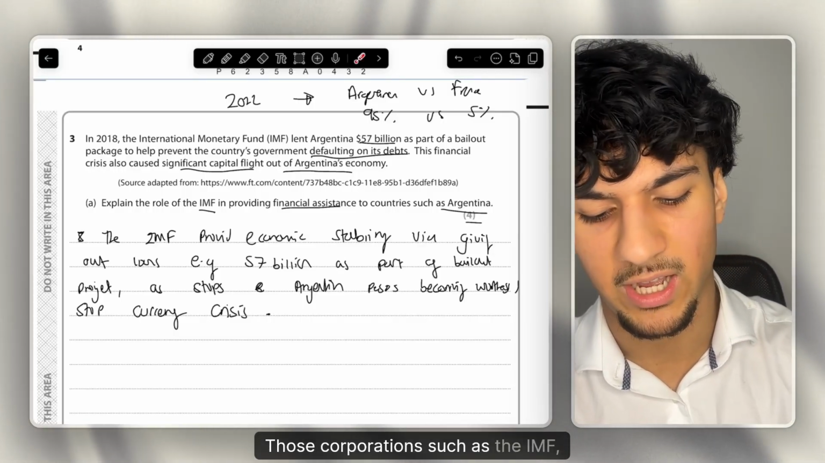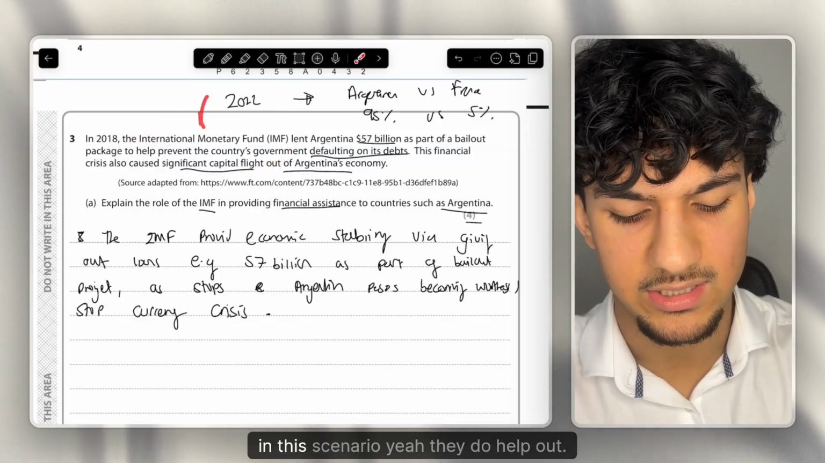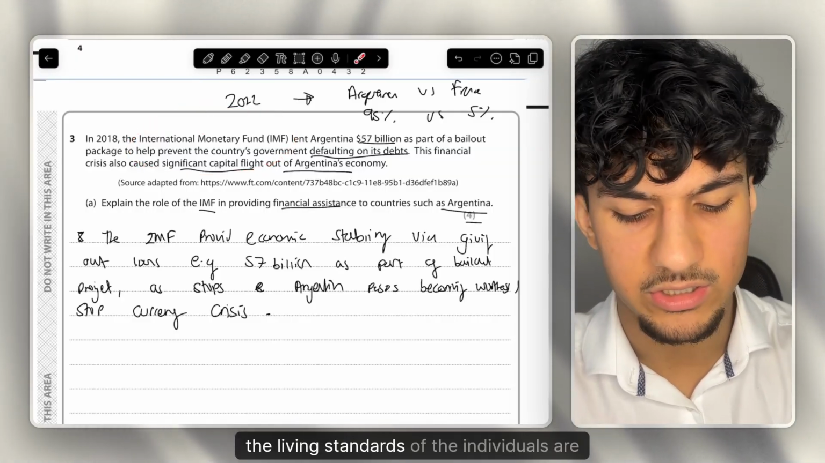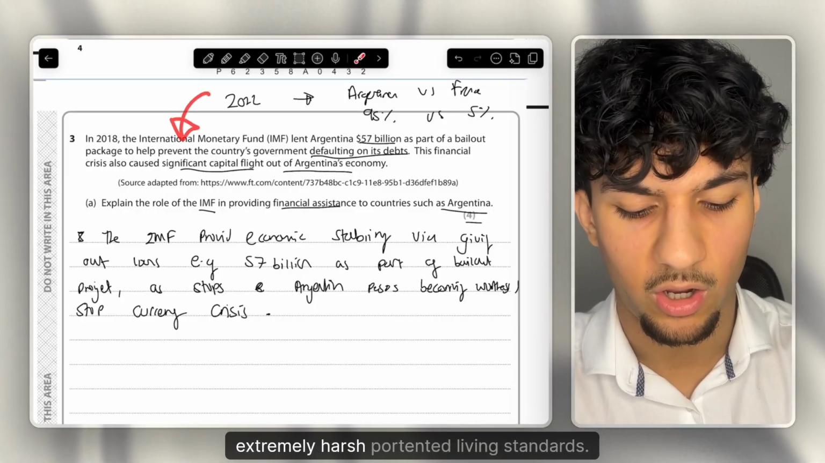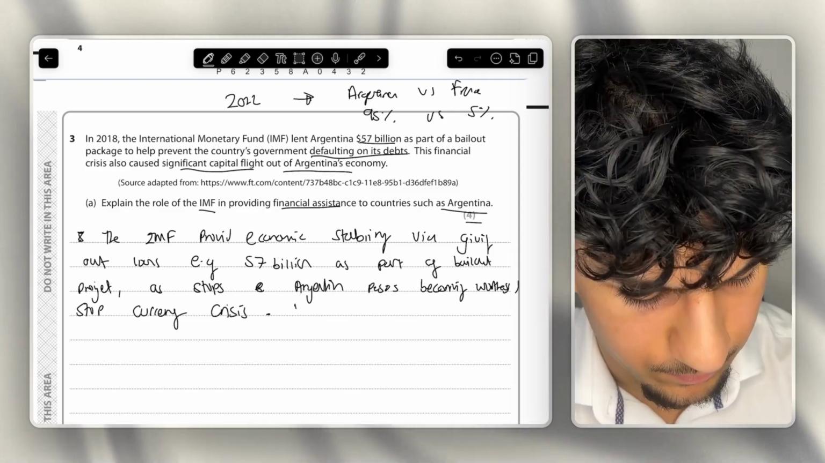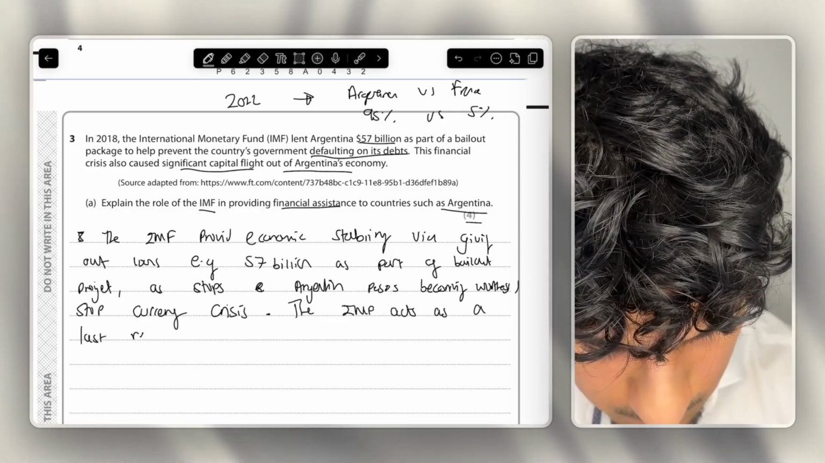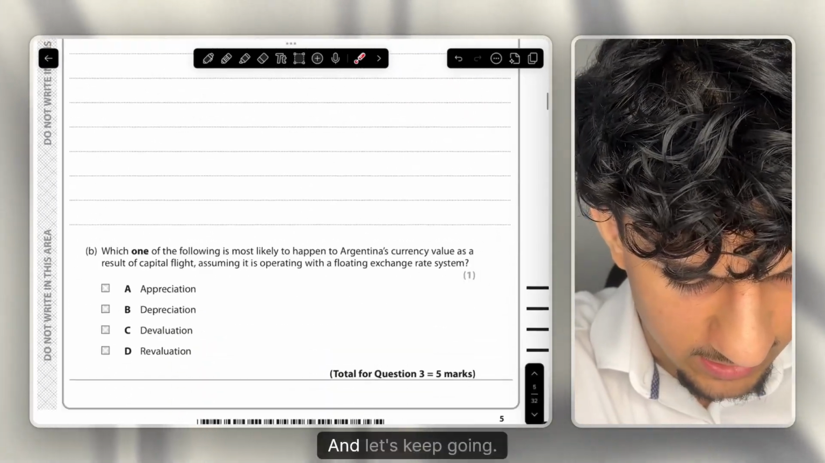Those organisations such as the IMF, even though they're not very good in many different things, in this scenario, yeah, they do help out. The living standards of the individuals are affected, and individuals go through extremely harsh poor living standards. Therefore, these organisations step in to try to help out. So that's pretty much all I'd write for 4 marks there, and let's keep going.